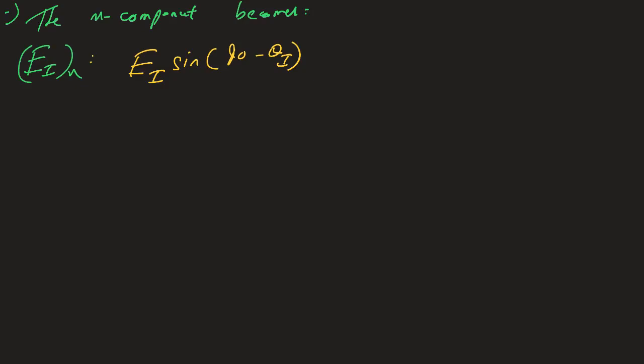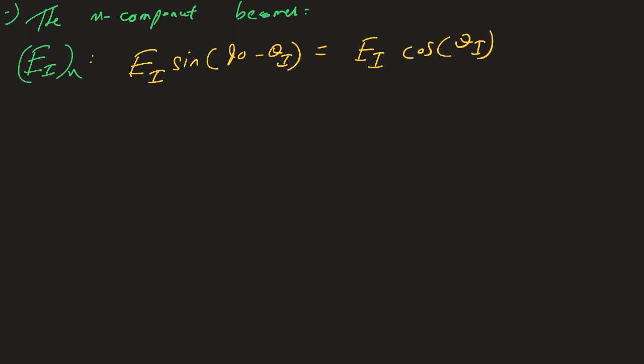The x component becomes, by making a similar triangle to the one we just made before, what you can find is that E incident x actually becomes E incident sine of 90 minus theta incident, which is equal to E incident cosine of theta I. Use the exact same triangle we used before, but this time we want the x component, right? So it's the sine rather than the cosine we had for the z component.